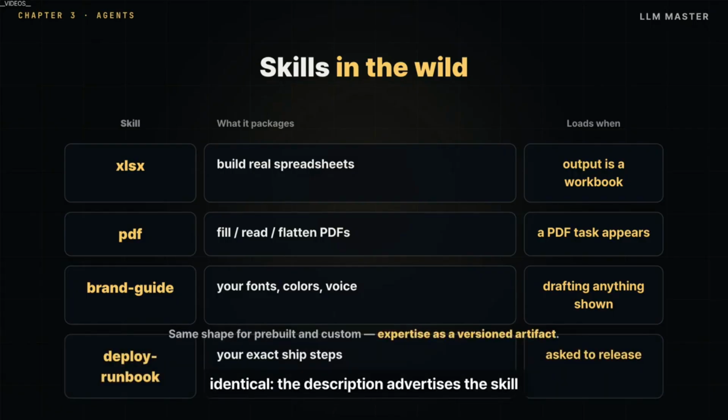The description advertises the skill. The body loads only when a task fits. The payoff is that expertise becomes a reusable, versioned artifact instead of a paragraph you paste into a prompt and hope the model remembers. Write the procedure once, and every agent inherits it.